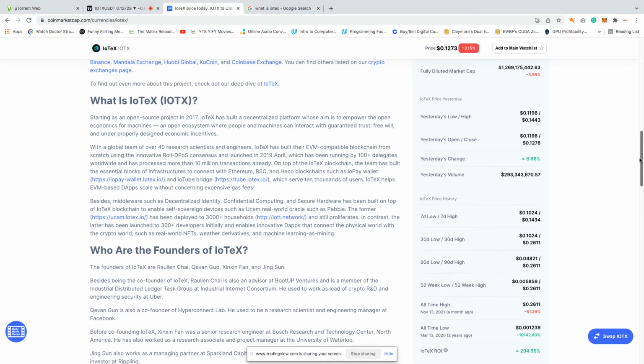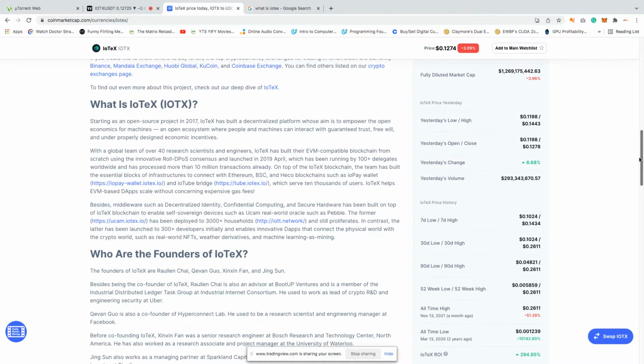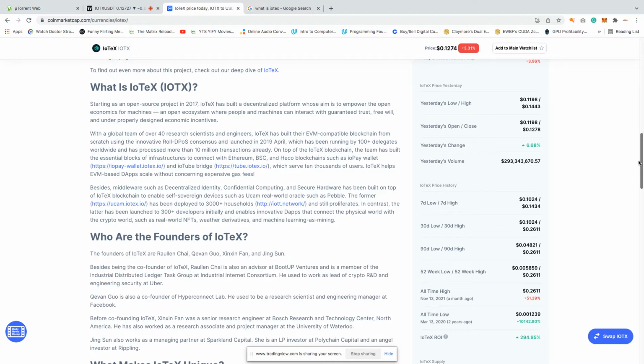IOTEX, according to CoinMarketCap, is one of the top blockchains, right? This blockchain helps the Internet of Things connect with humans, so it helps humans connect with machines, an open ecosystem where people and machines can interact with guaranteed trust, free will, and other properly designed economic incentives.